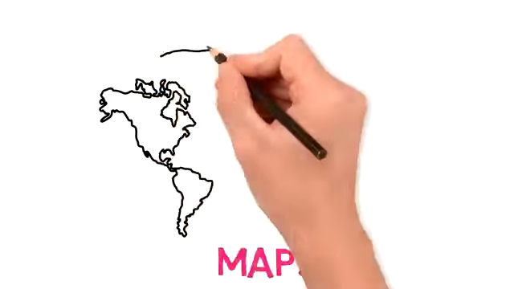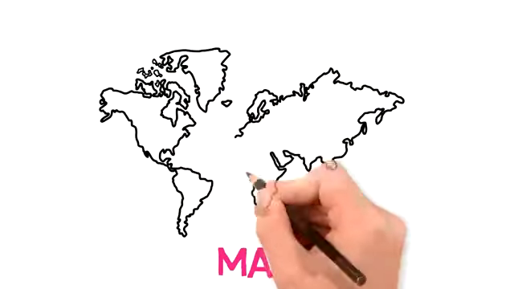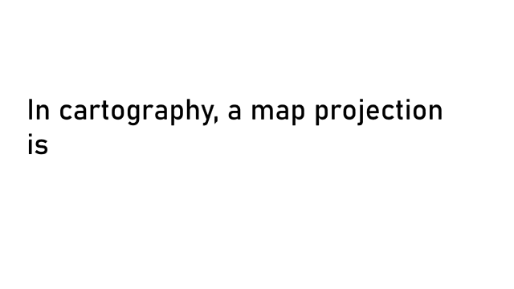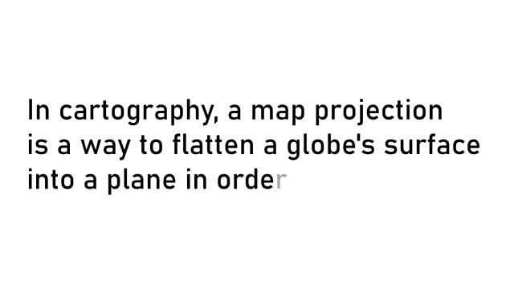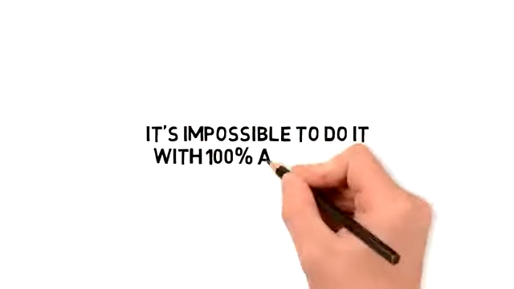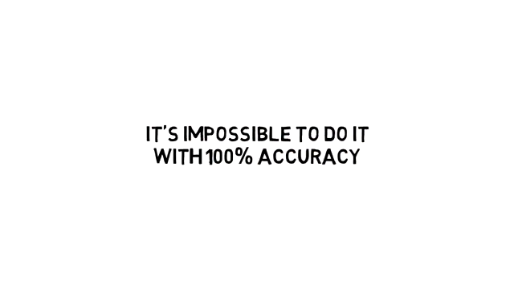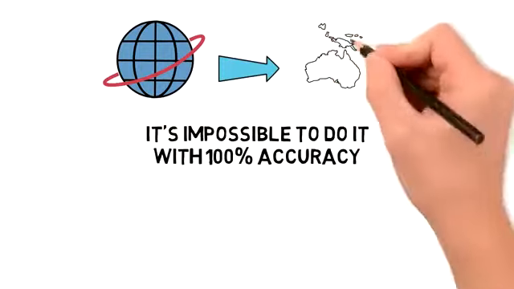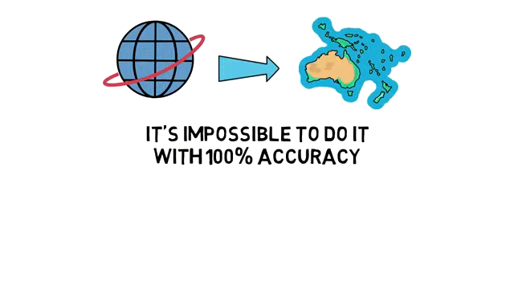Maps. They are attempts at representing our countries and continents on a flat surface. To follow the Wikipedia definition, in cartography, a map projection is a way to flatten a globe's surface into a plane in order to make a map. But there's an issue. It's impossible to do it in a way that is 100% accurate, because we need to transform latitude and longitude lines from the globe into locations on a plane surface.